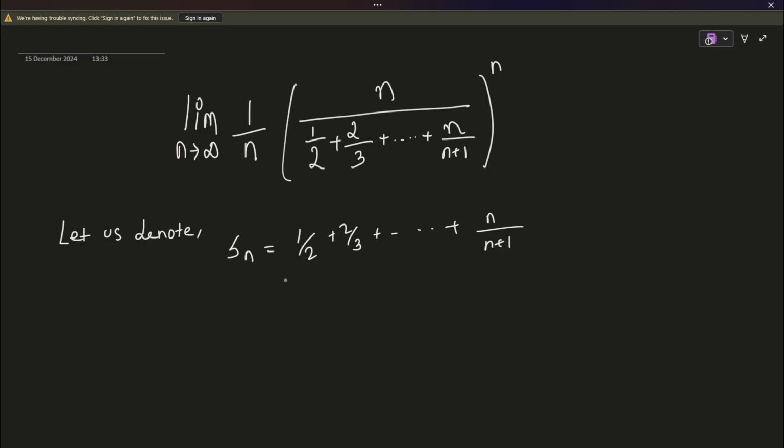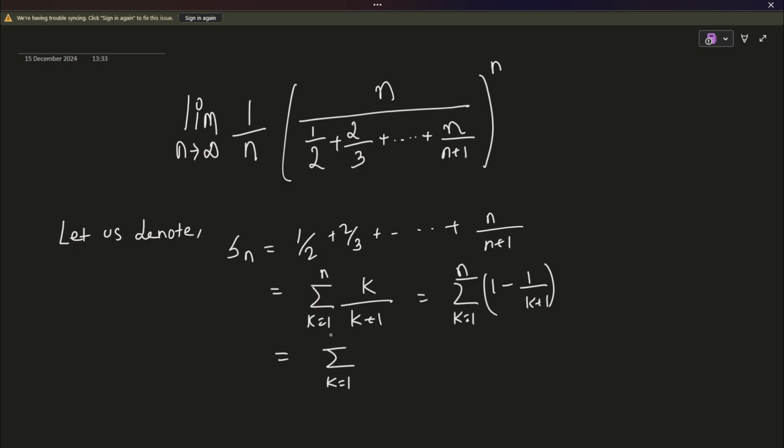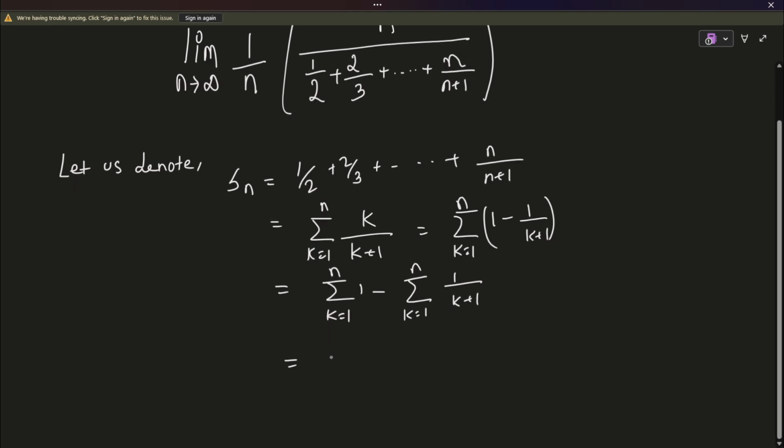Now, notice Sn can be written as the summation from k equals 1 to n of k by k plus 1, correct? Then k by k plus 1 can be written as k plus 1 minus 1 over k plus 1, which is 1 minus 1 by k plus 1. Now this brings two summations: the first summation, k equals 1 to n of 1, which is simply n, and the next summation, k equals 1 to n of 1 by k plus 1. Therefore, the first gives you n, and the second one is nothing but 1 by 2 all the way up to 1 by n plus 1.